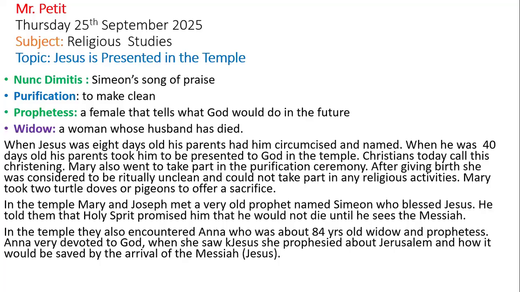What did she bring as a sacrifice for the purification ceremony? Two turtle doves. Very good. Two turtle doves or pigeons for sacrifice. And that's a small offering because they were not rich. So they got the smaller offering. But if you had money, then you would have to do the big offering.